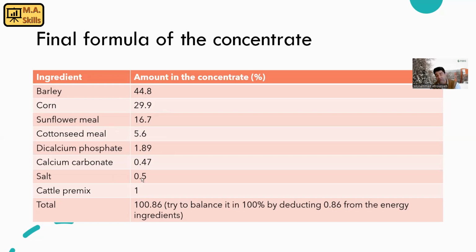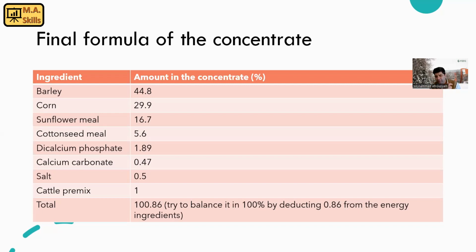That's based on the instruction provided on the premix label. You need to follow those instructions. If it says use it at, I don't know, 2%, you need to use that much. But for the product that I'm using, the recommendation is 1%. That's why I put 1%.